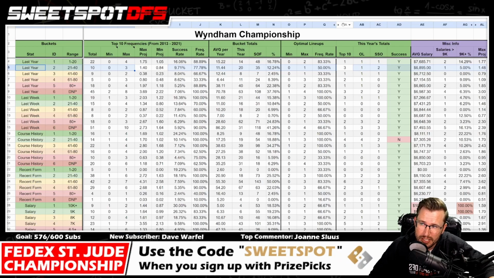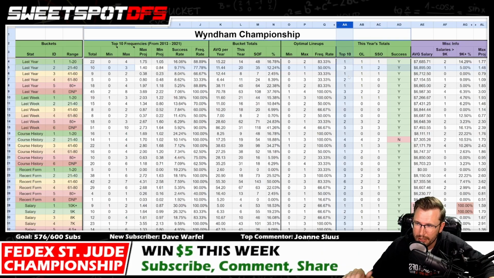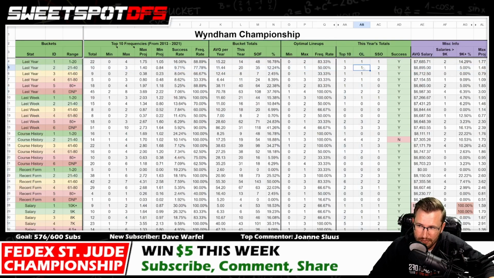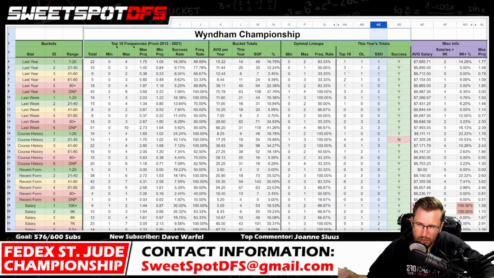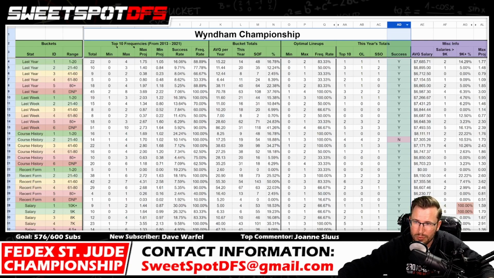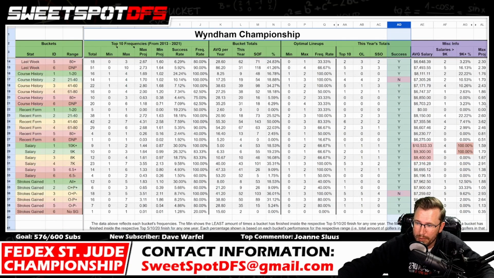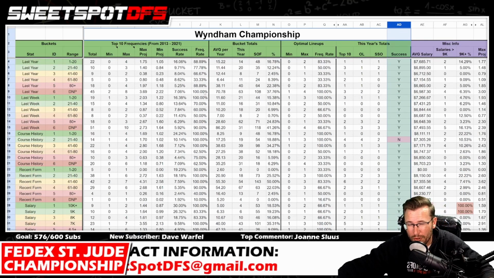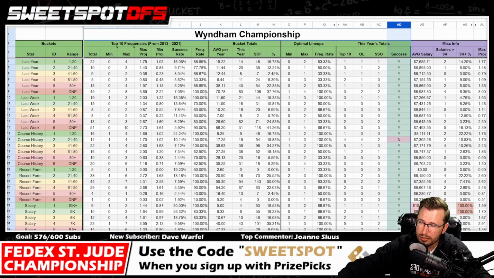If this column here, the top 10, is outside this range, then we look at how many golfers were actually in the optimal lineup. And if that number is within the projection, then it was a success. Don't really look at this column here, the SSO, that's the sweet spot optimal. Just know that it's these 2 columns that determine if this bucket was a success or not. And as we scroll through this, you can actually see all but 2 were successful. So 34 of 36 buckets, that's pretty good.